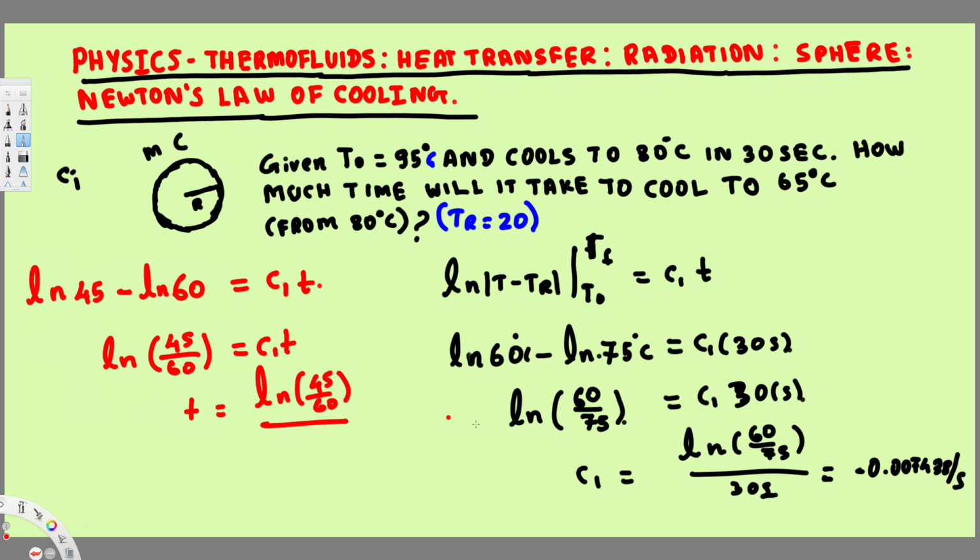Now instead of C1 we can plug in this value. We found this one already. That is negative 0.007438 per second. And if you solve for this one, you should get 38.7 seconds. And that's how much time it will take to cool this from 80 to 65 degrees Celsius. And that's how we do this kind of problem.